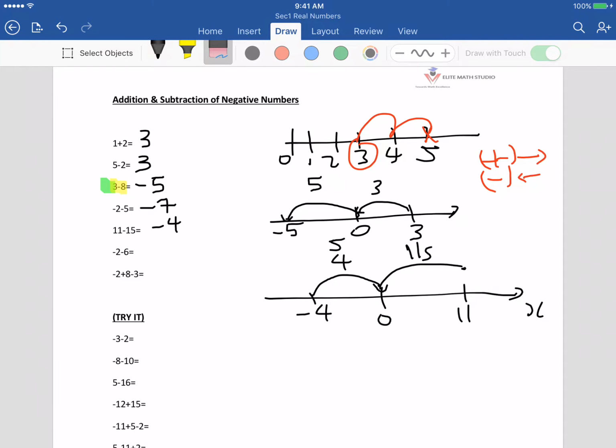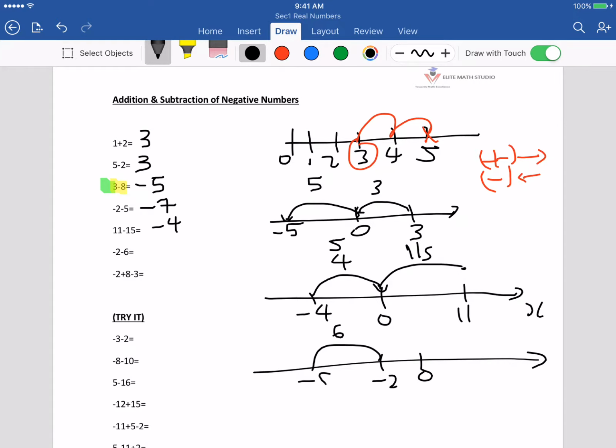Okay, can? The next one, negative 2 minus 6, so same thing. You're actually at negative 2. Minus 6, left 6 steps. So the answer is actually what? Negative 8.